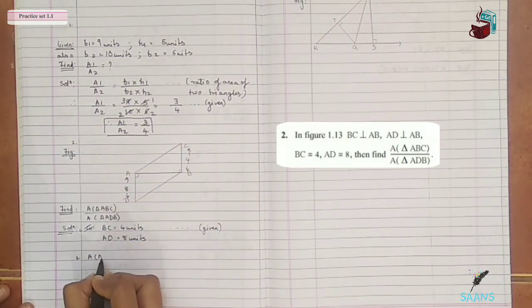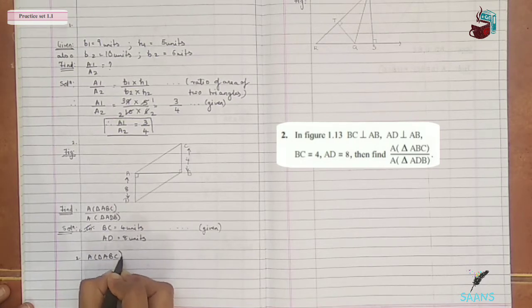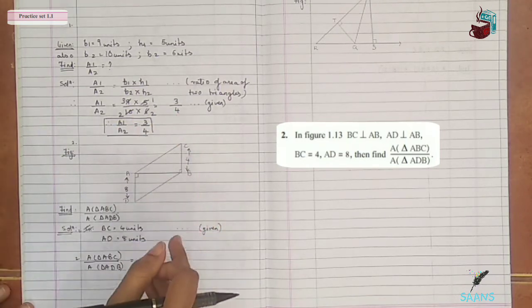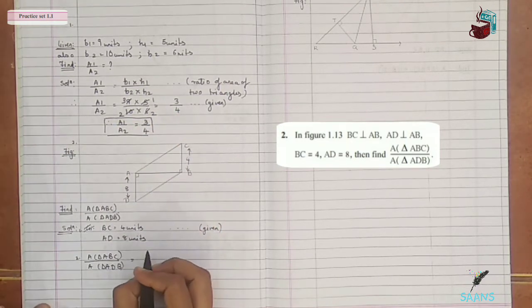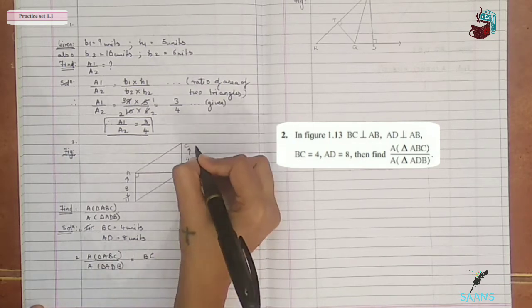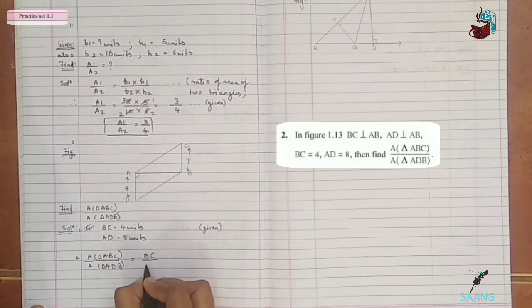Area of triangle ABC. This is a very easy sum. Area of triangle ADB is nothing but, ऊपर नीचे मत लिखना, पहले इसका हाइट लिखोगे फिर इसका हाइट लिखोगे, वैसे नहीं चलेगा, तो गलती नहीं होनी चाहिए. Directly BC upon AD.